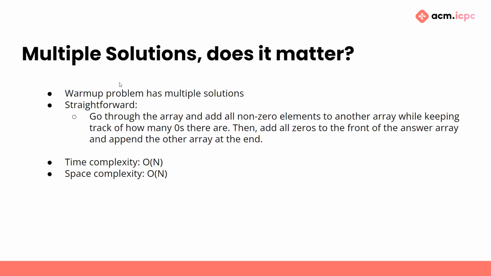So yeah, this problem has multiple solutions, and the one I described here is the same as the one that Jacob and Dylan described. You just go through the array, or it's slightly different, but essentially the same, where you go through and add all the non-zero elements to another array and keep track of how many zeros there are, and just add all the zeros to the front of the answer and append all the non-zero elements to the end. So hopefully that makes sense to everyone of how we can move all the zeros to the front.